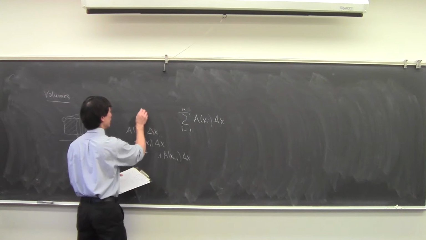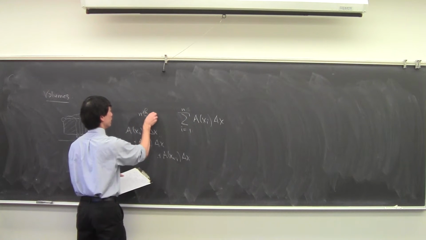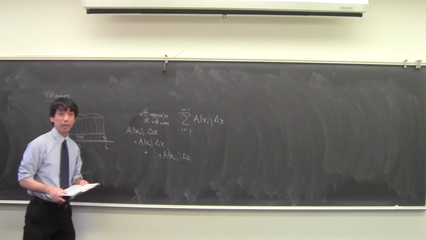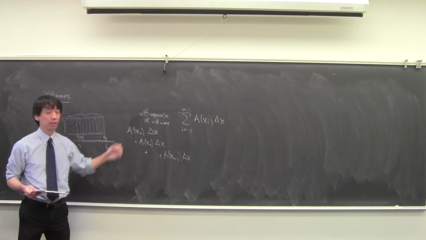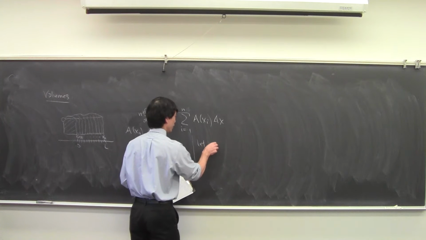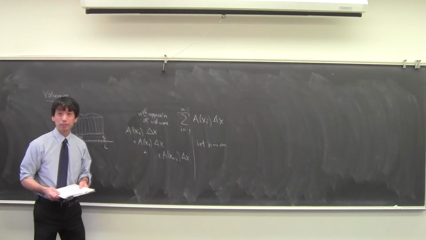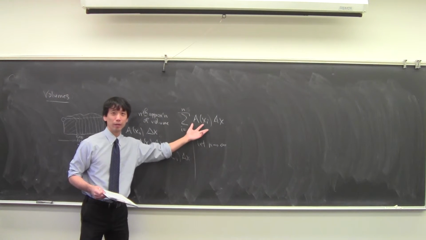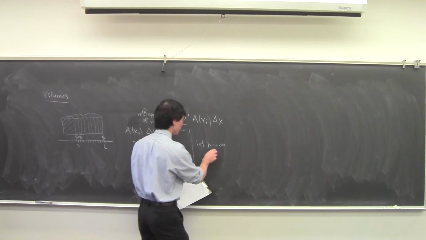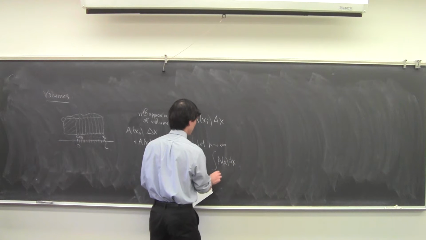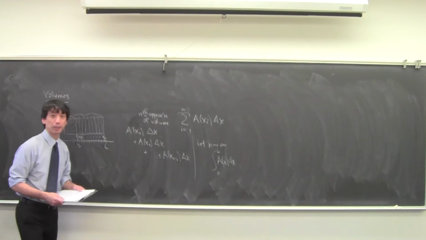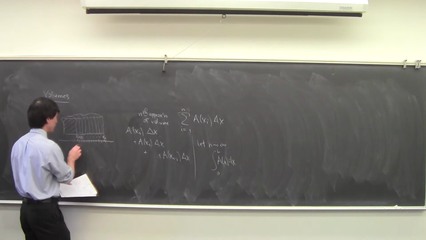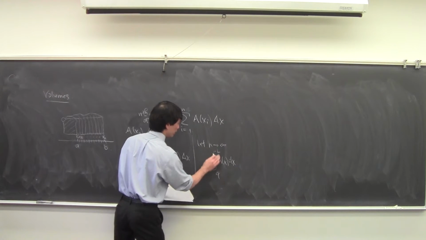So this is an approximation of the volume, you think. And then you let n go to infinity, and you see what you get. This thing that you got from trying to approximate your bread turns into the integral of A(x) dx between 0 and L. And maybe I should use a and b, just to make it more relevant.